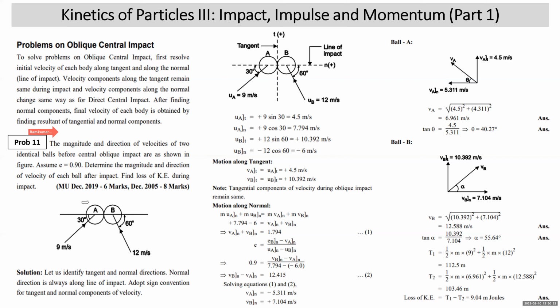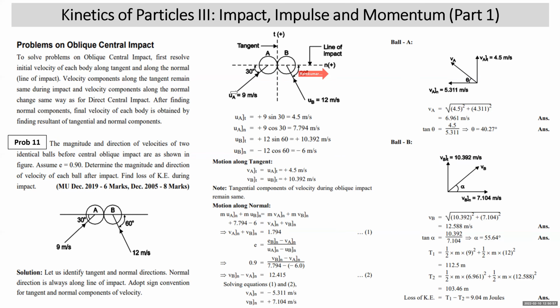Now we need to draw this diagram again. We have to identify the tangent. I hope you understand the common surface of contact is vertical in this case. This is the tangent direction and this is the line of impact. I have written T plus here, indicating the tangential component will be taken upward positive. Here I have written n plus. This indicates that normal components will be positive towards the right.